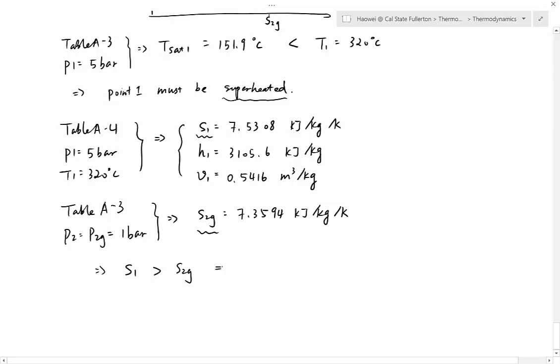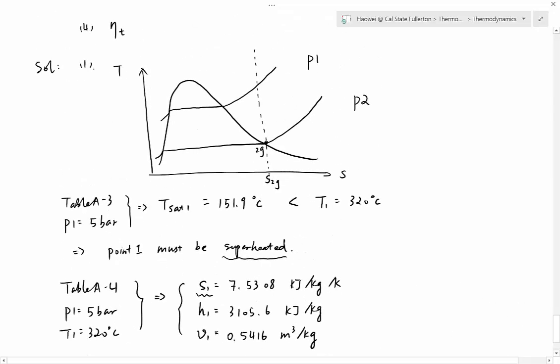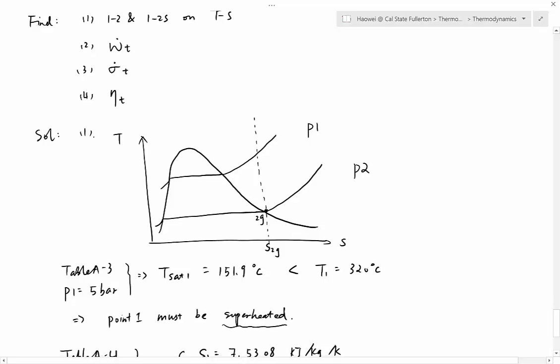So that means point 1 must be to the right of point 2G. So now we go back to our diagram, and we know point 1 must be on the P1 line, but also it has to be on the right side of point 2G, which is to the right side of this dashed line. So point 1 must be somewhere here.